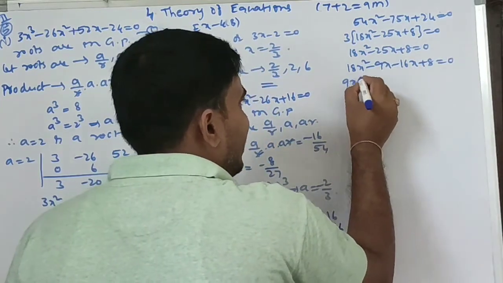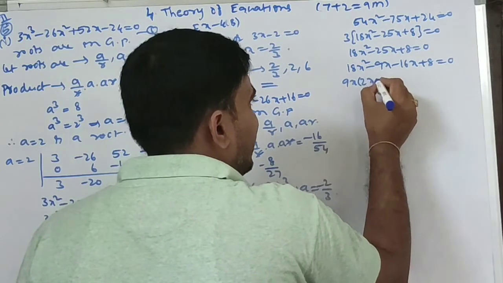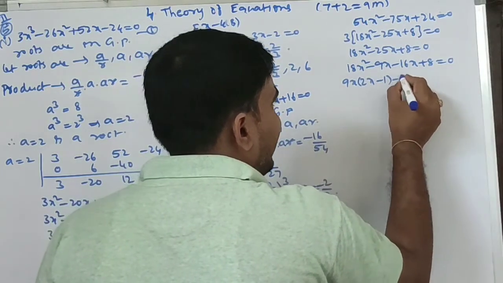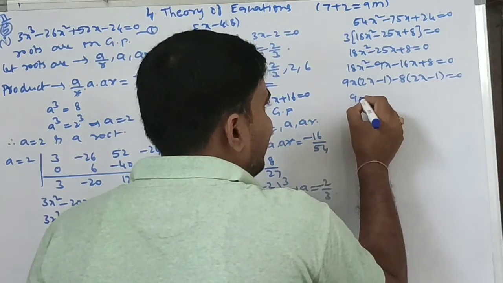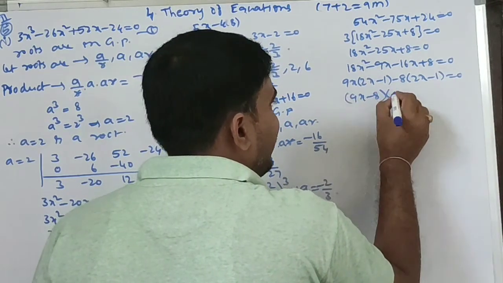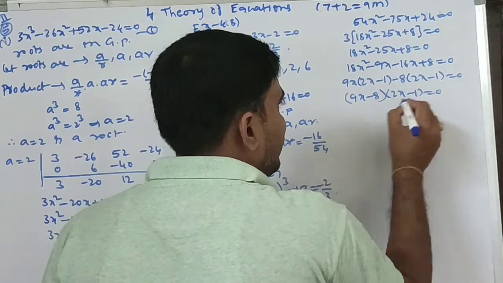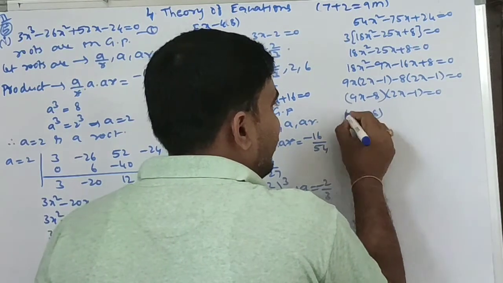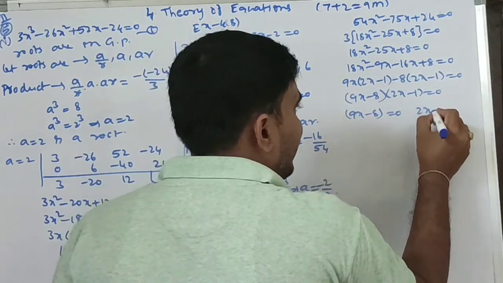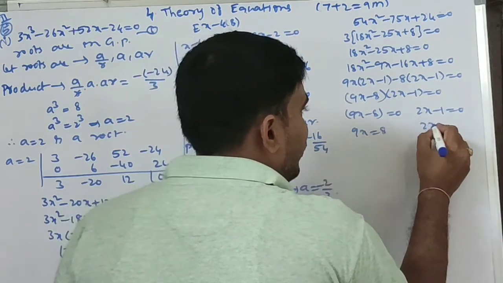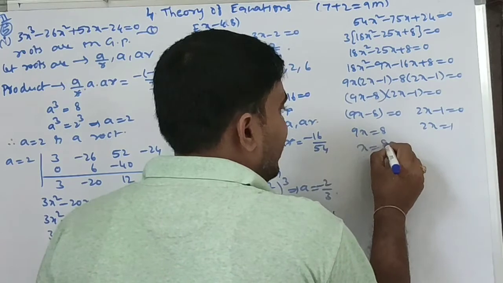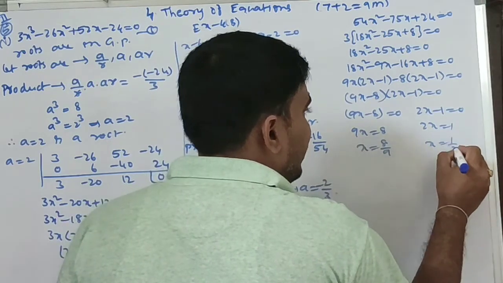In this, 9x common, 2x minus 1. In this, minus 8 common, 2x minus 1. So 9x minus 8 of 2x minus 1 equal to 0. 9x minus 8 equal to 0, 2x minus 1 equal to 0. 9x equal to 8, 2x equal to 1. X equal to 8 by 9, X equal to 1 by 2.